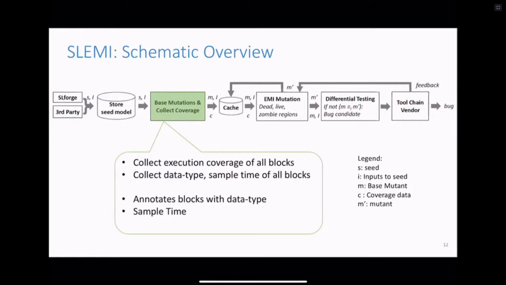And then we do differential testing. If we have found a bug, we report it to the compiler vendor. And if they say that it's indeed a bug, we mark it as a true positive. Otherwise, it's a false positive. And this typically means that the specification was not very clear at the first moment.